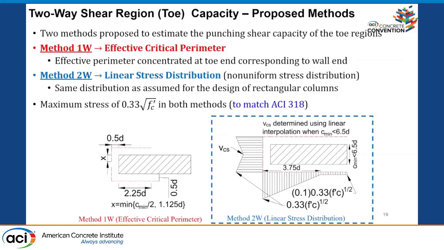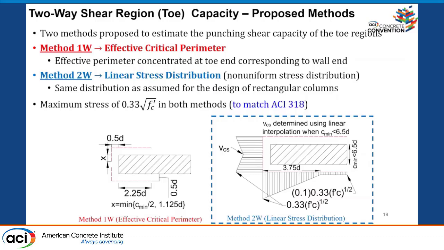Oh, and also I put sort of a frame over this method, because this method we would like to emphasize as a better one, because it's more realistic in terms of how the stresses are actually distributed on the critical perimeter, and it also matches our method for rectangular columns, which we published in a different paper, because our first work was on rectangular columns.